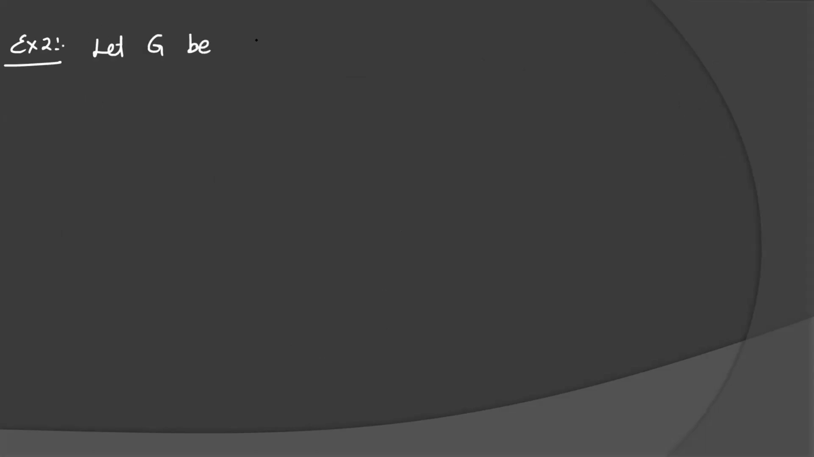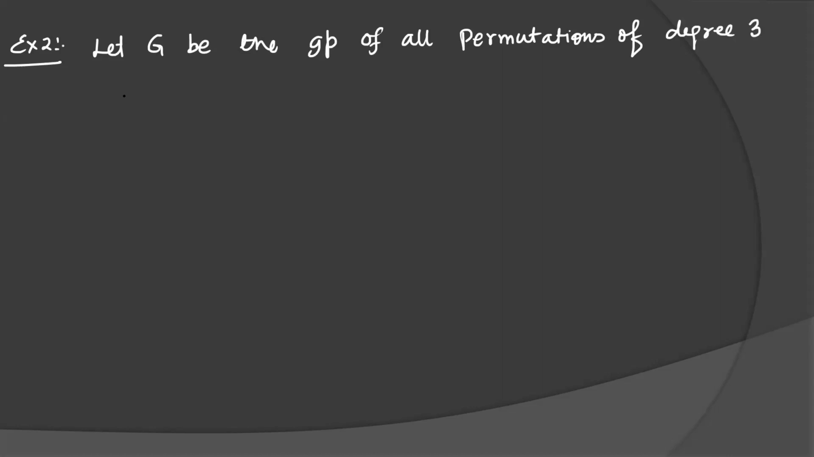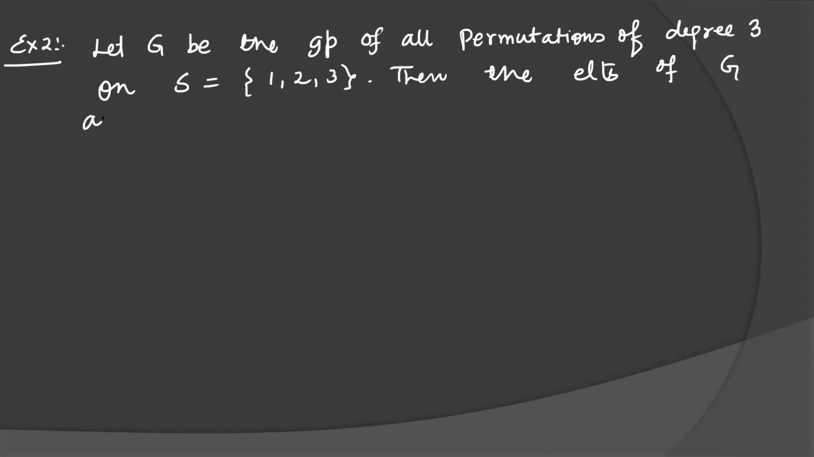Let G be the group of all permutations of degree 3. I have already discussed this example in the previous lecture. On the set S equal to 1, 2, 3, the elements of G are the permutations. And how many permutations will you get? 3 factorial, which is 6. I already told you F1, F2, up to F6.